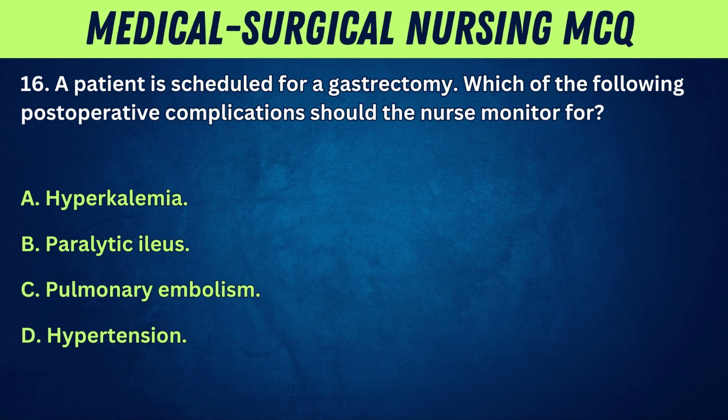16. A patient is scheduled for a gastrectomy. Which of the following postoperative complications should the nurse monitor for? A. Hyperkalemia. B. Paralytic ileus. C. Pulmonary embolism. D. Hypertension.